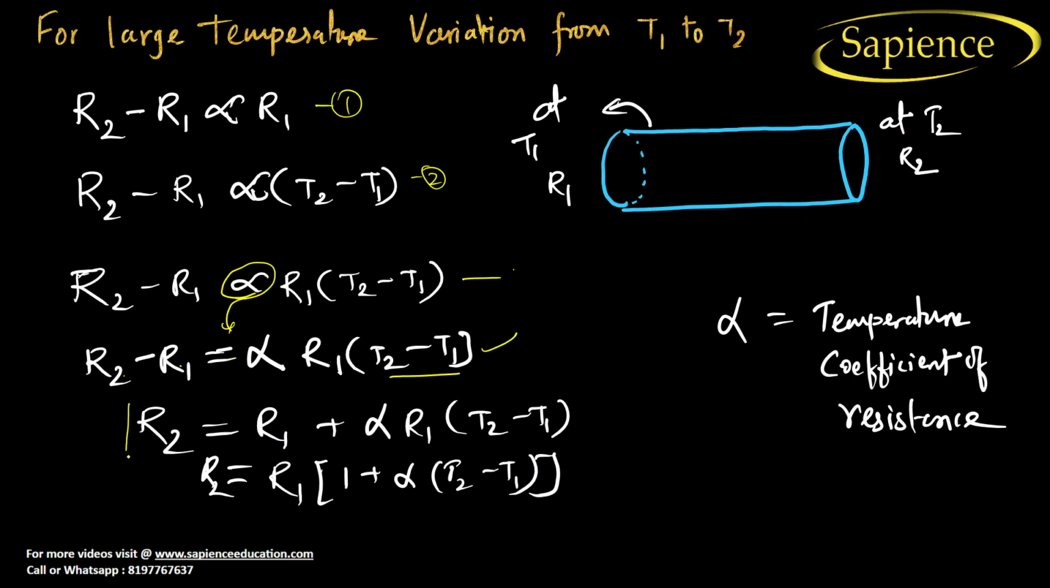Now, if we rearrange this equation, we get R1 plus alpha R1 (T2 minus T1). So finally, we are getting R2 is equal to R1 times (1 plus alpha (T2 minus T1)). If the temperature difference is very large, we should use this formula. So this is a very important formula, right?